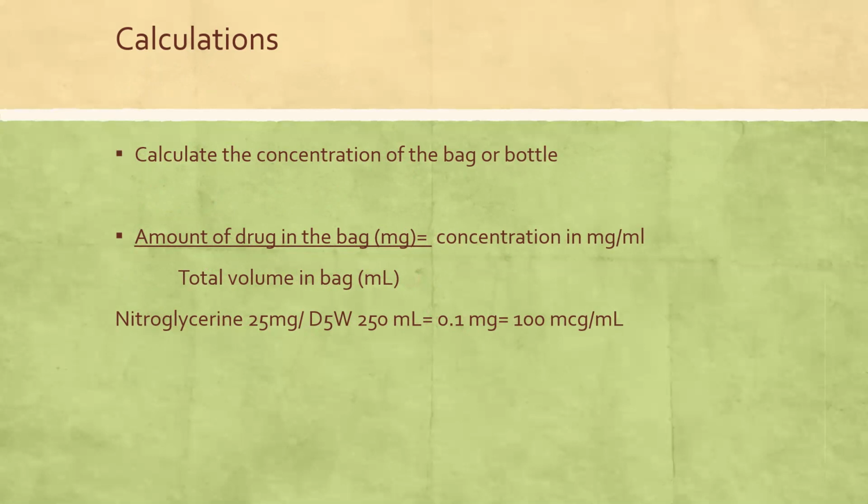So we've got nitroglycerin, 25 milligrams, and it's in 250 mils of D5, right? So 25 milligrams over 250 mils equals 0.1 milligram, or we tend to talk 100 micrograms, because it will get confusing if it's too much into the points. So 100 micrograms per mil.